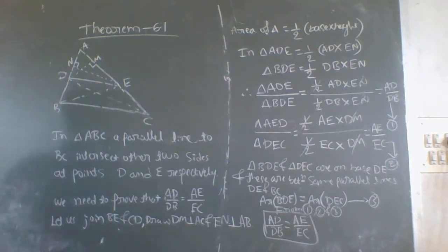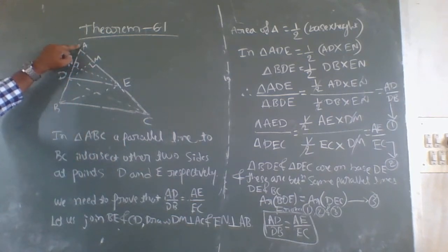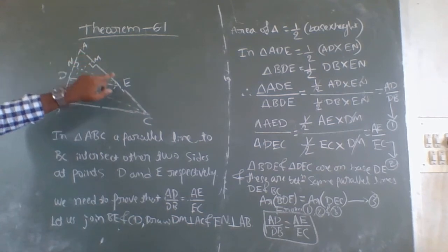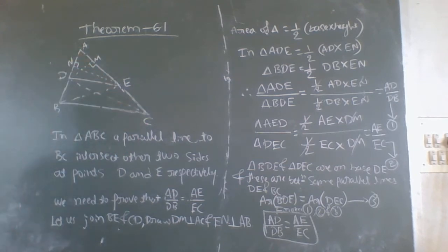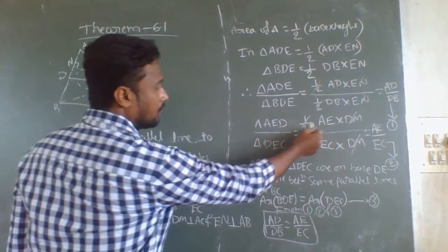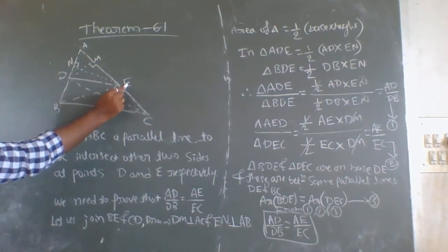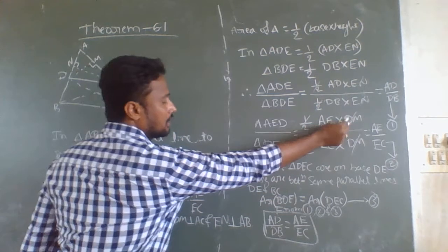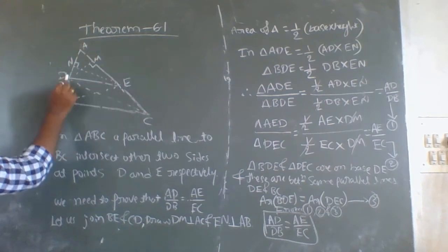Now I will consider triangle AED because here base should be AE. So now I will consider AE as the base, and if AE is the base, then DM is the height, because DM is perpendicular to line AC. Therefore, here 1 by 2 into AE, AE is the base and into DM is the height for triangle AED.